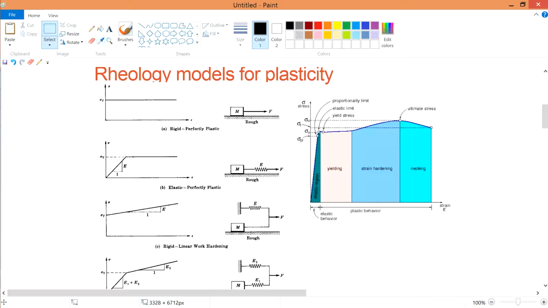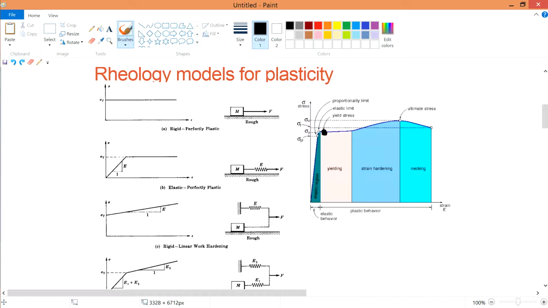I thought it'd be good to actually talk about the models for plasticity, mainly on this part. After you reach your yield stress, it may go into this region. It may be something like this. It may be a straight line. So different materials have a different plasticity region, which is mainly talking about this thing.